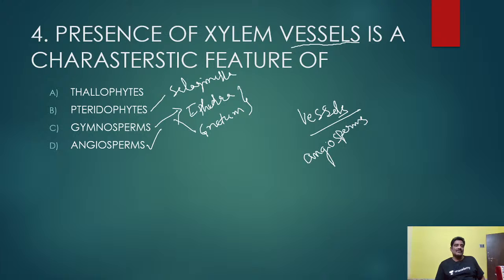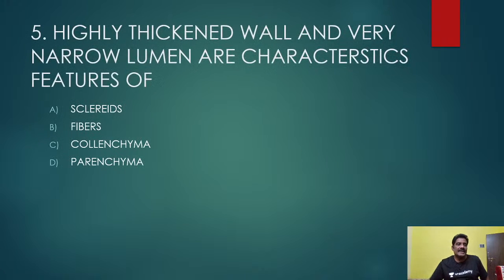In all other groups, the vessels are absent, excepting some of the examples belonging to pteridophyta and gymnosperms. Are you following? Next, coming to this: highly thickened wall and very narrow lumen. Here the lumen is very narrow and the wall is highly thickened.